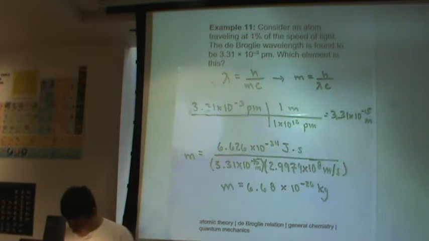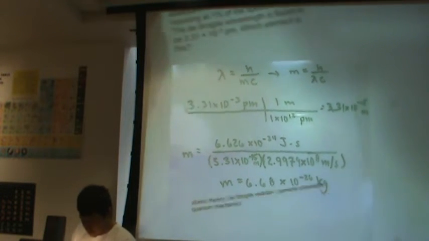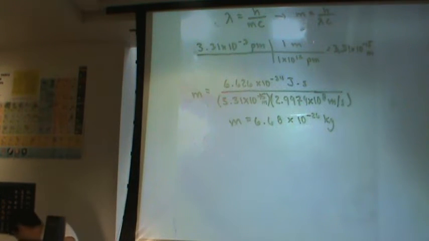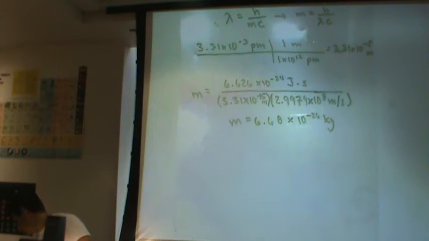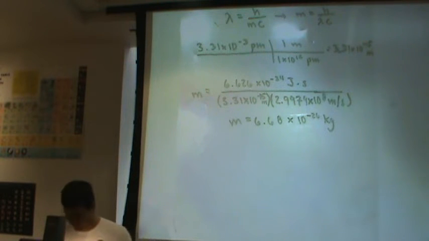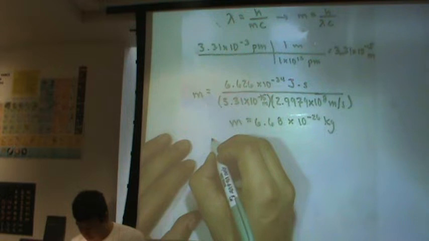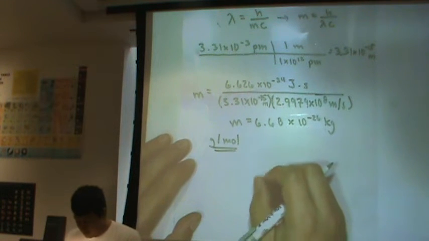Okay, so we have our mass. I'm going to move the question out of the way and finish doing the math of this. So this is the mass of one atom in kilograms. We want our units to be grams per mole. This is our end goal right here.